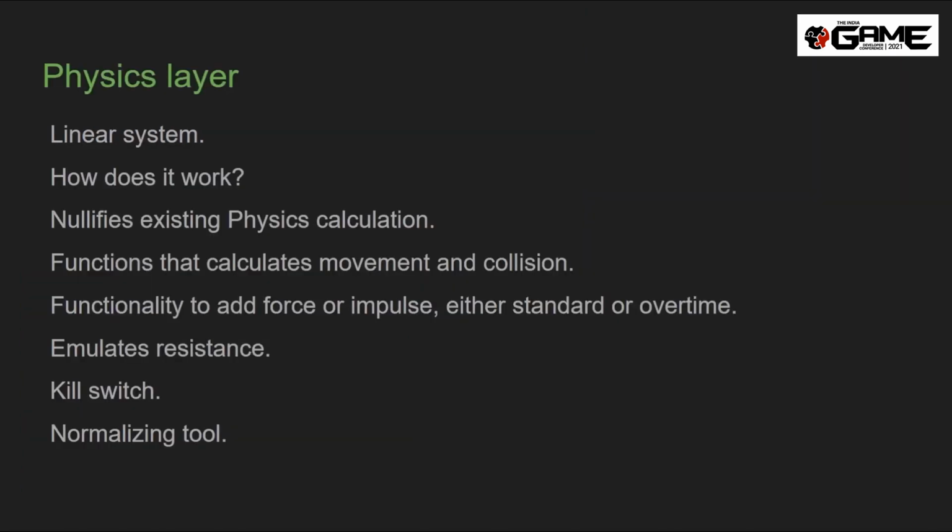Okay, physics layer. Finally we are here. So what is the physics layer? The physics layer is a linear system that is made for Bot Rods. How does it work? It starts by nullifying all the existing calculations on the physics component. Then it calculates the movement and collision for the bot.